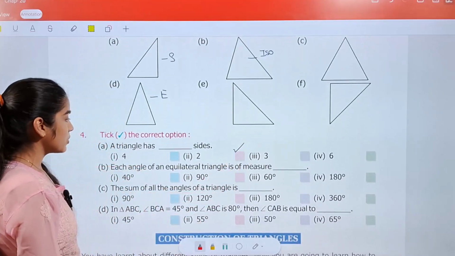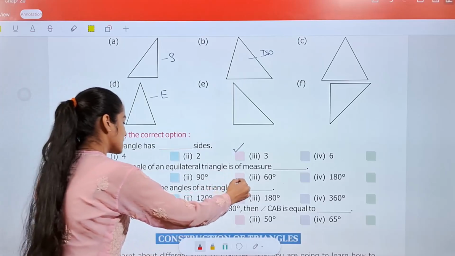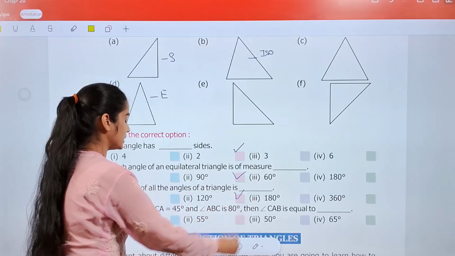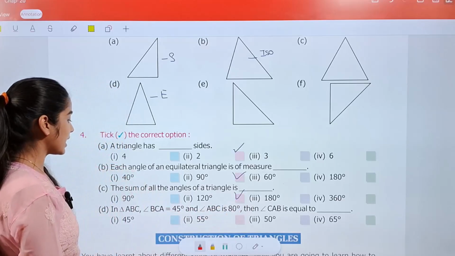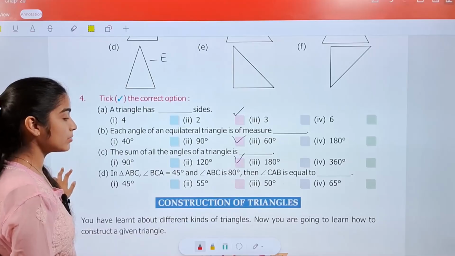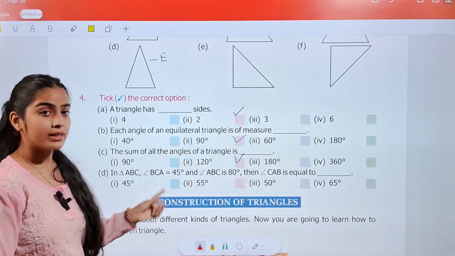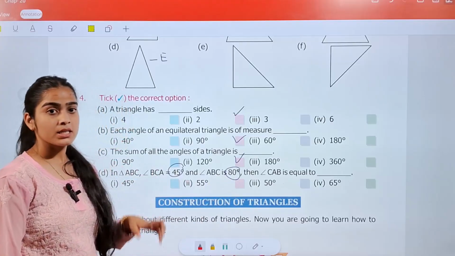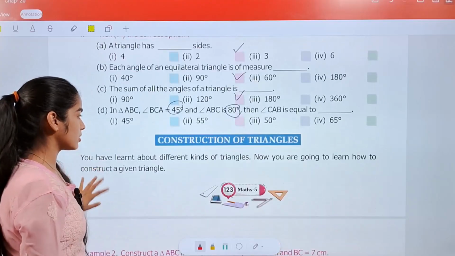Each angle of an equilateral triangle measures 60 degrees. The sum of all the angles of a triangle is 180 degrees. In triangle ABC, angle C is equal to 45 and angle ABC is equal to 80. Then find the remaining one. So what you have to do is add these two numbers together, then subtract their sum from 180 and you will get your answer.